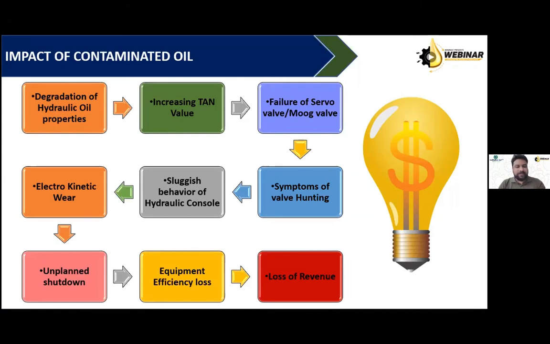All of these will degrade, and they would form a total acid number increase, which happens because of the formation of acids. We have been discussing the formation of acids in hydraulic systems in past webinars also. Now, due to this acid formation, there would be a complete failure of the valves, especially the critical ones, which are very costly as well, like the servo valves or the MOOG valves. Or even if they don't fail, there would be some symptoms of valve hunting, which would ultimately lead to sluggish behavior of your entire hydraulic system.